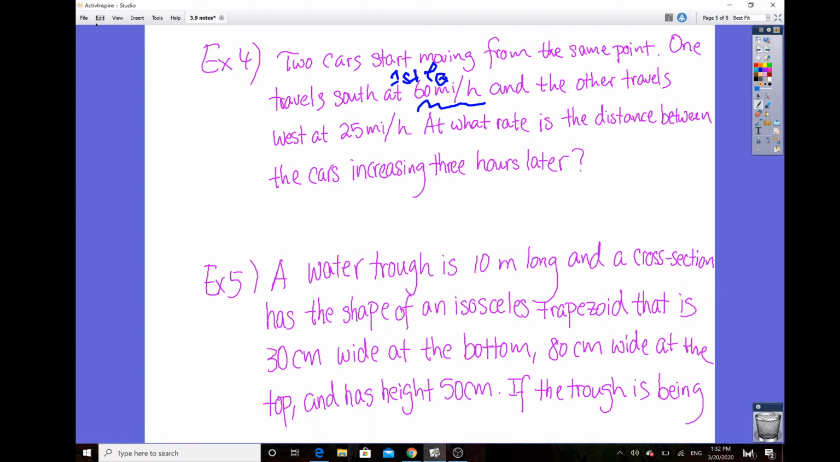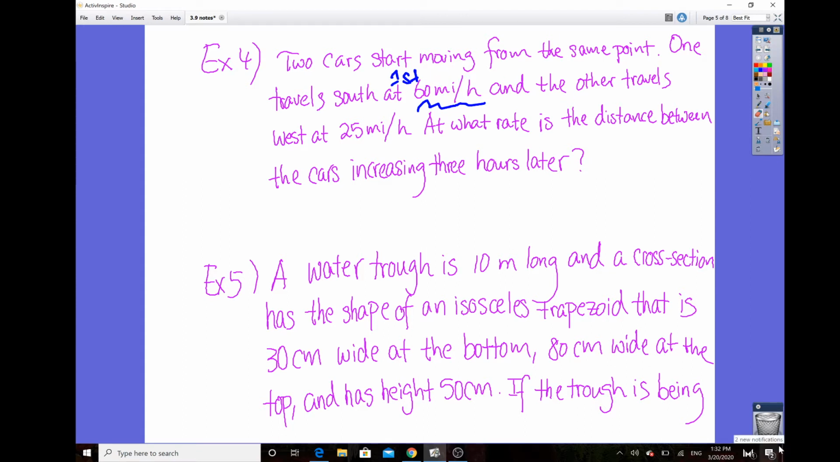Okay, so let's see. Yeah, the computer's a little bit slow here. So let's see, right? The eraser. So this one just shows the velocity of the first car. So 60 miles per hour.